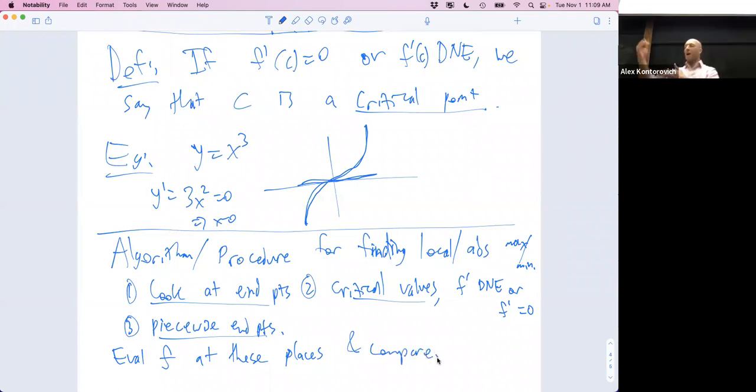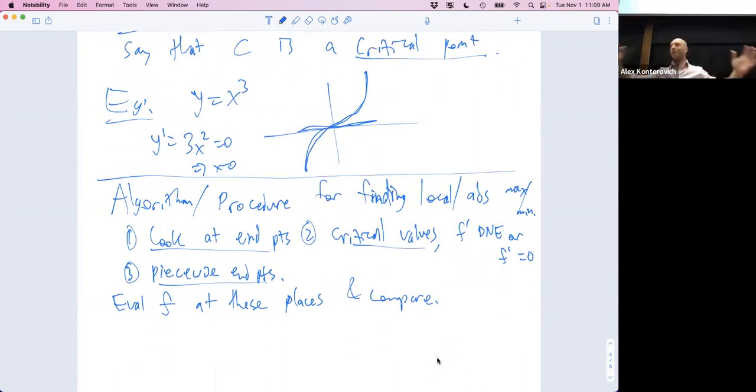Compare meaning, okay, now you know the only places where you have to look, instead of needing to look on an entire interval, which as a human being you can't without graphing it on a calculator, on a computer or something. So without graphing it, you can zero in on exactly where you need to be looking to try to find maximum or minimum values.